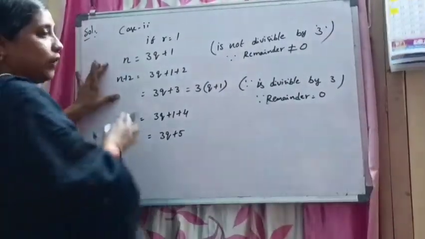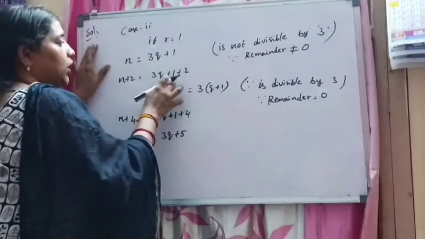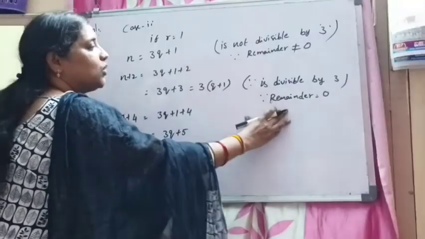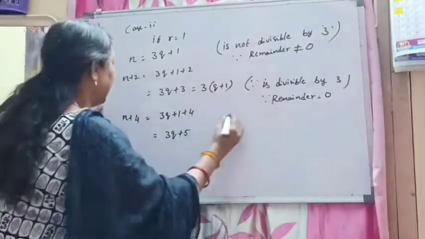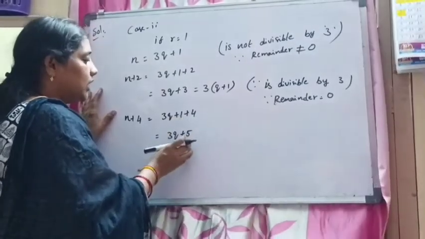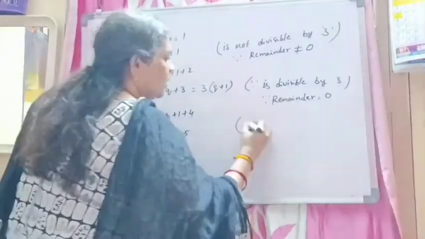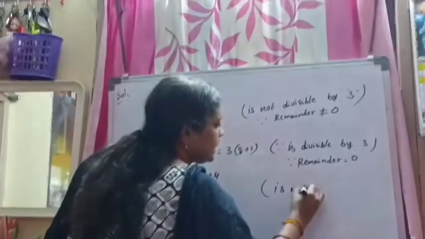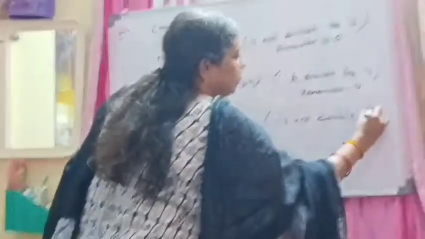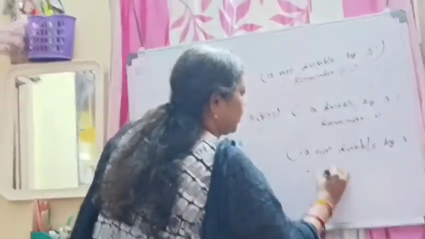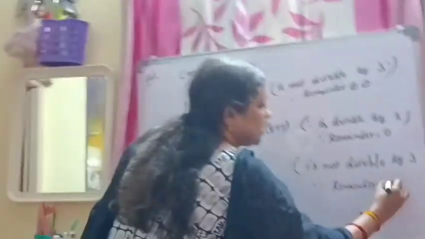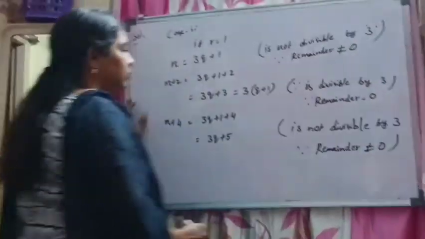If r is equal to 1, n plus 2 is equal to 3q plus 1 plus 2, so 3q plus 3. Here the remainder is 0, so it is divisible by 3. And if r is equal to 1, n plus 4 is equal to 3q plus 1 plus 4, that is equal to 3q plus 5, which is not divisible by 3, since the remainder is not equal to 0.